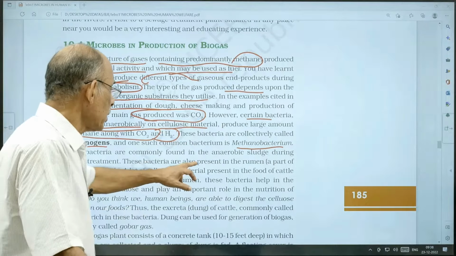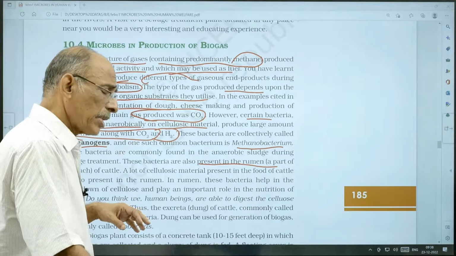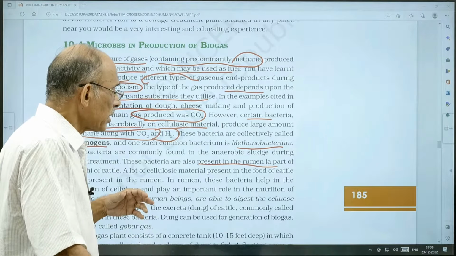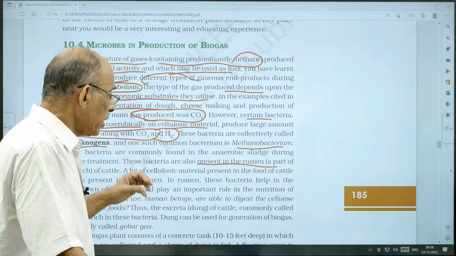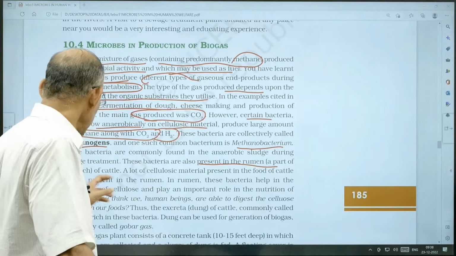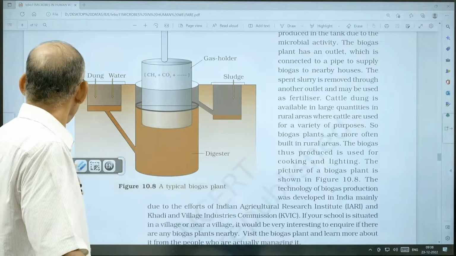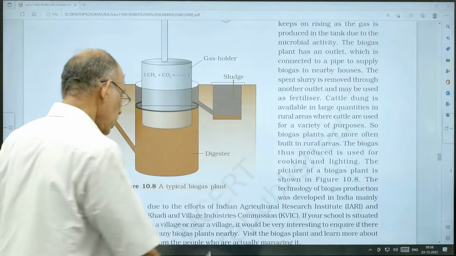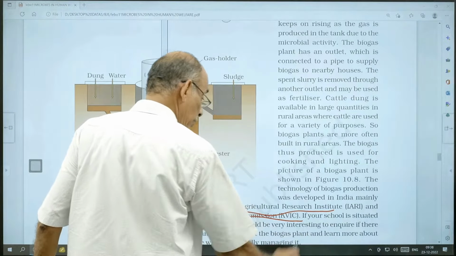This is usually present in the rumen of cattle, and it is also present in dung. Dung contains plenty of this methanobacterium, and using that dung we can produce biogas. This is a biogas plant, devised by the Indian Agricultural Research Institute, IARI, and the Khadi and Village Industries Commission, KVIC.